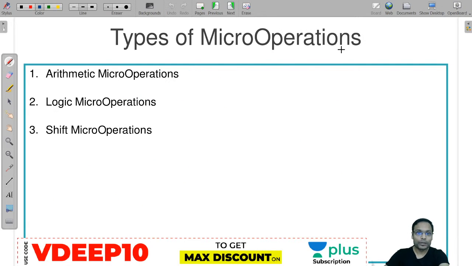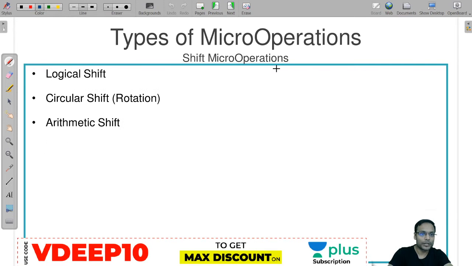Before that, I want to tell you that tomorrow we are going to learn different types of micro operations that I had here in my list. These micro operations we are going to learn in detail, how shift happens, rotations, arithmetic shifts and all, and based on that we are going to solve some questions which are previous year questions and some normal questions.